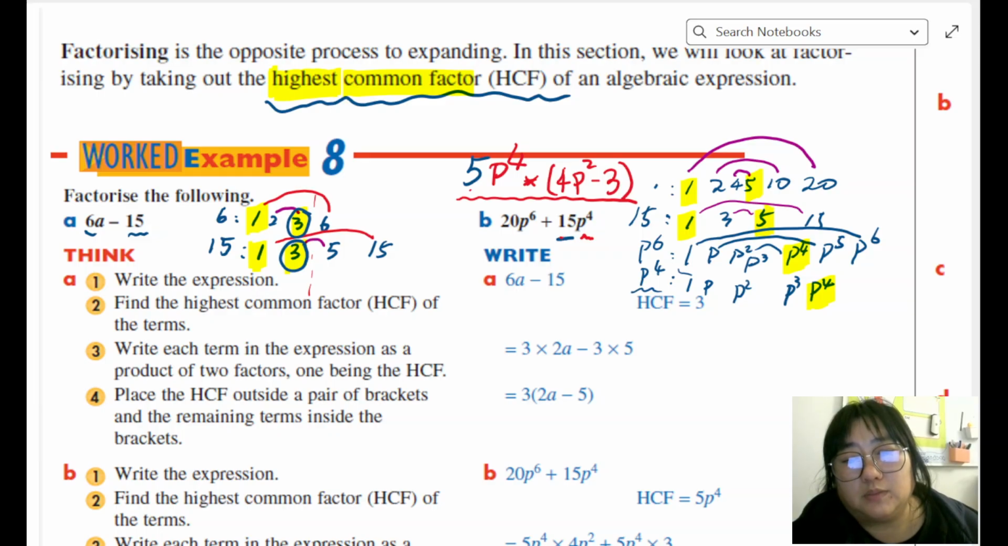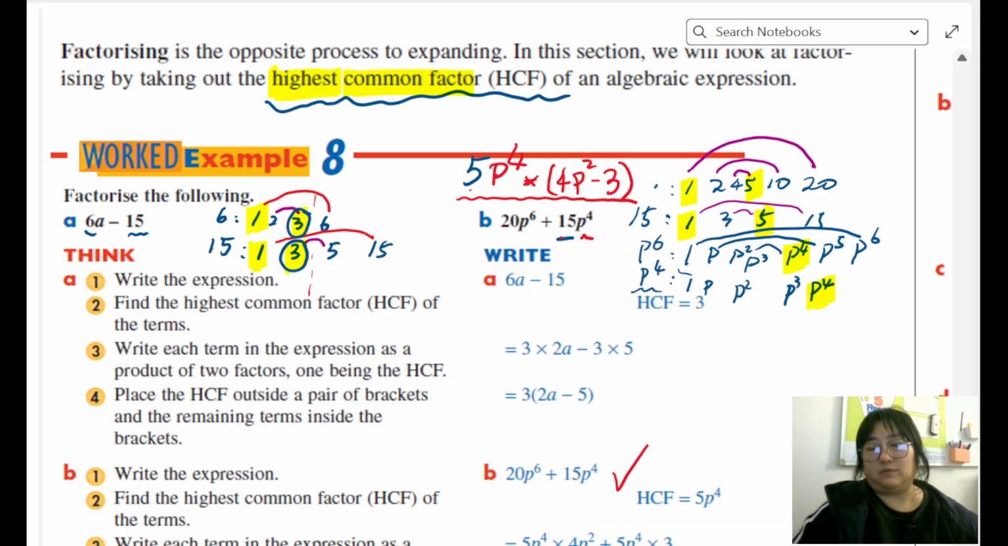Same way, if you're not sure, you can use the distributive law. So times share the first one: 5 times 4, that's 20, then p to the power of 6. Then 5 times 3, that's 15, p to the power of 4. And exactly, they will be the same as your original question. So you can give yourself a tick.